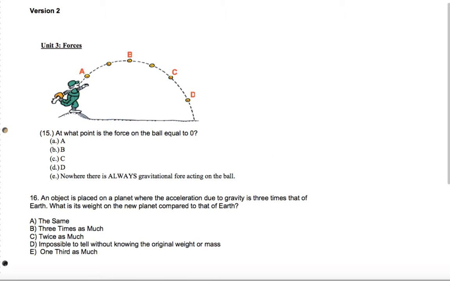All right, question 15. At what point is the force on the ball equal to 0? Trick question. It's never equal to 0. There's always gravity pulling down on this baseball as it's thrown.